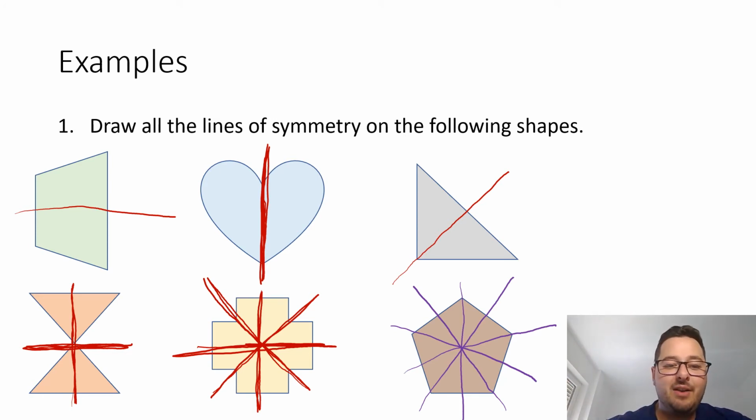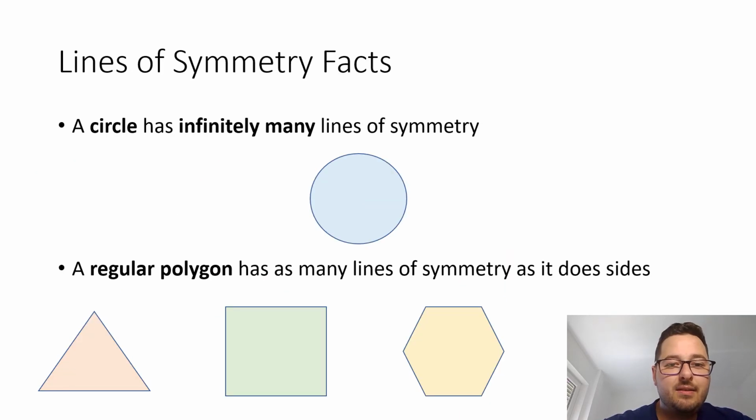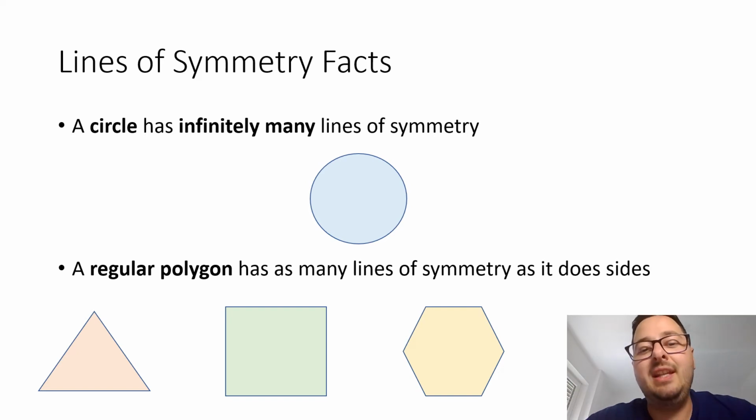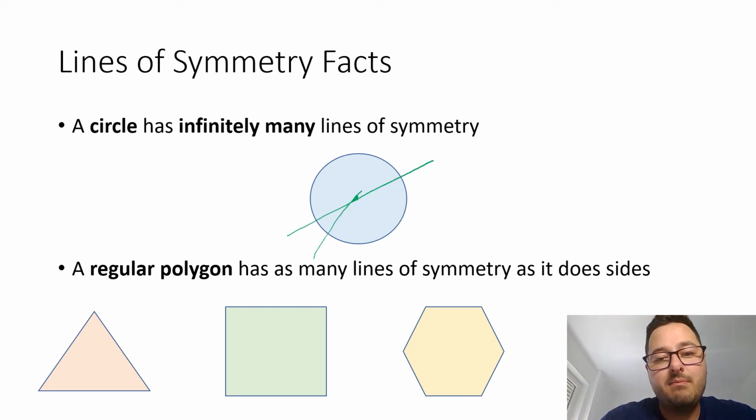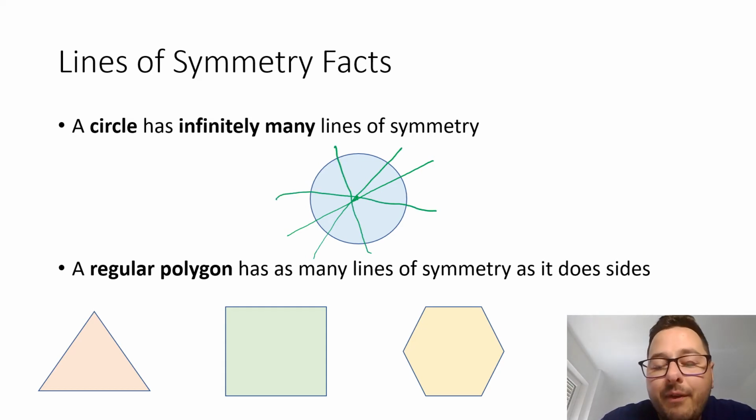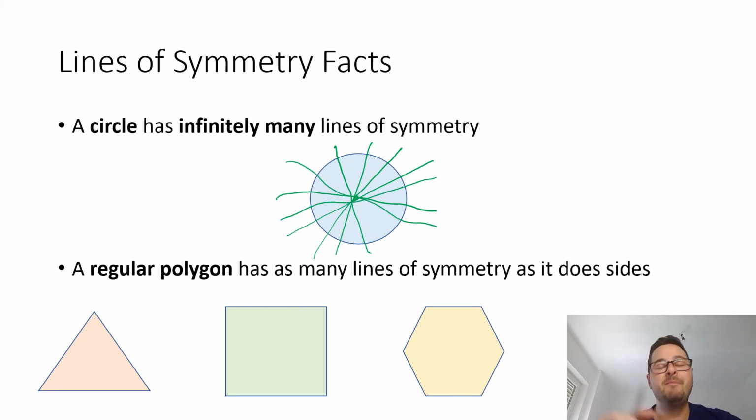Okay, and what we'll find out in the next slide is a line of symmetry fact. So the first one is that a circle has infinitely many lines of symmetry. So as long as your straight line goes through the middle of the circle, you can have as many lines of symmetry as you want, and there's infinitely many. You could keep adding on to this and each one would be a line of symmetry. So that's just a little bonus fact that a circle has infinitely many lines of symmetry.